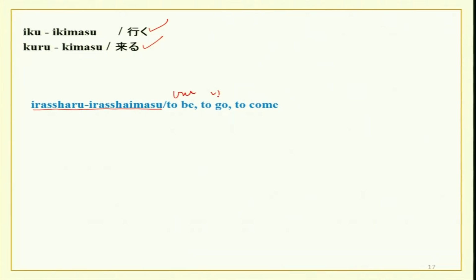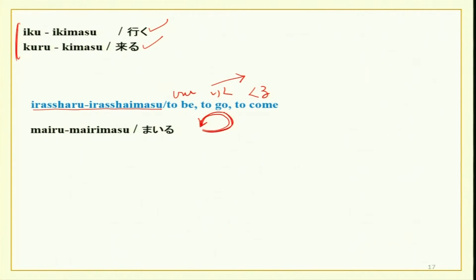Now, this verb iku you know, to go, and kuru is to come. So, what is the polite for these two? The polite is irassharu or irasshaimasu. To be, which is iru, to go, which is iku, and to come, which is kuru, as is given over here. Now, mairimasu is I will go and come to the same point. I will go out for a while and come. Iku means just go, but mairimasu is like this, go and come, mairu.